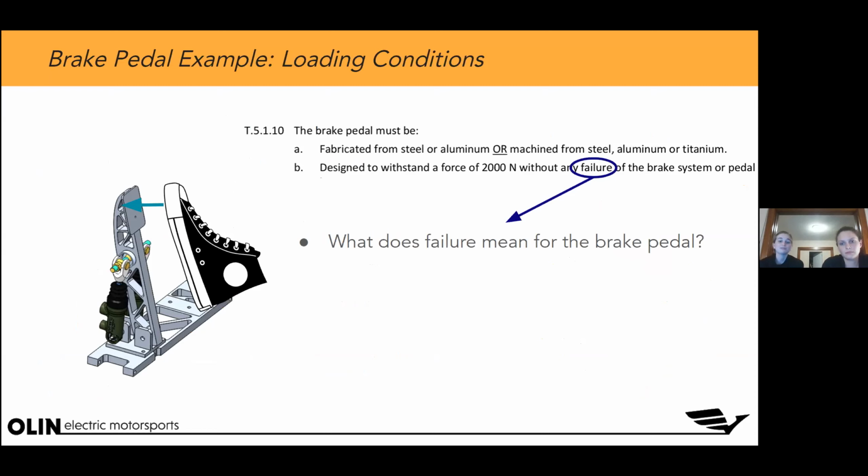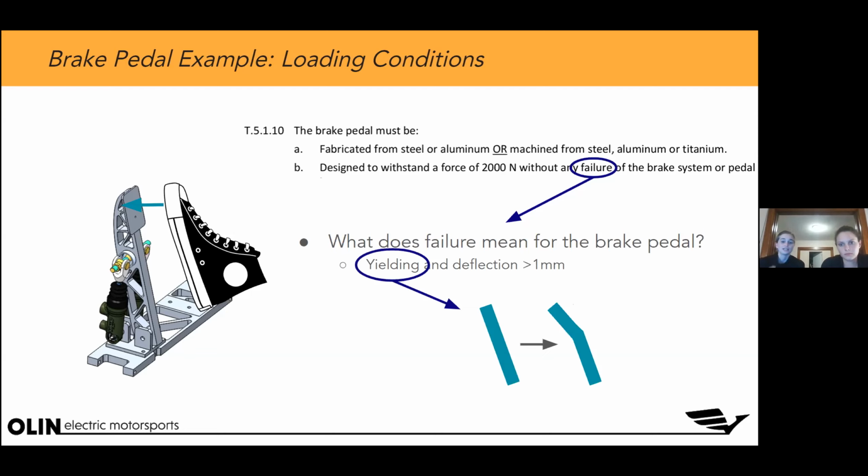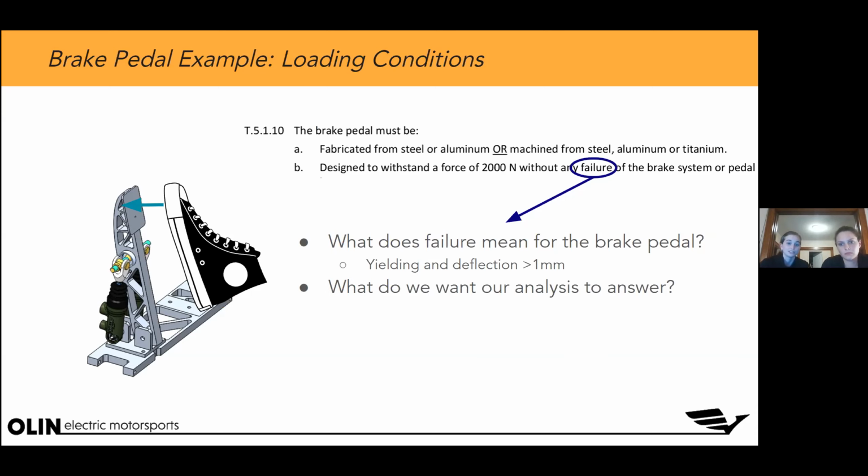So what do we mean by failure at this point? We really want to make sure that our brake pedal is able to stop the car in any circumstance, because otherwise that's really dangerous. So we don't want the brake pedal to yield, which means to deform, nor do we want it to deflect, because that means some of that force that you're applying on the brake pedal is now going into deflection or yielding. So what are we looking for in our analysis? We're looking to see whether that brake pedal is going to yield or deflect greater than 1 millimeter. And I know this might seem really simple and straightforward, but you really want to have a good idea of what you're looking for and what you're trying to get out of your analysis before just jumping into it.